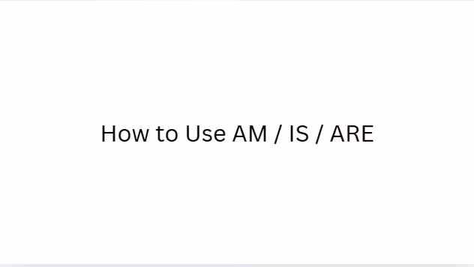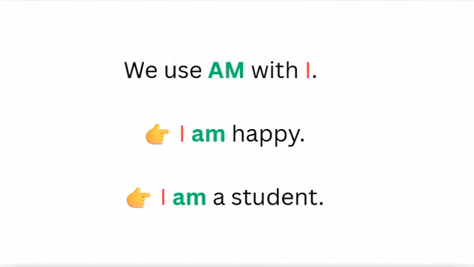Now, how do we use am, is, and are? I am a teacher. She is a girl. We are learning English. Correct, right? Like this, we will make sentences using is, am, and are. So, we will use am with I. I always follow am only. I am happy. I am a teacher.